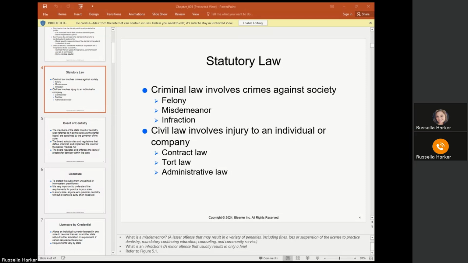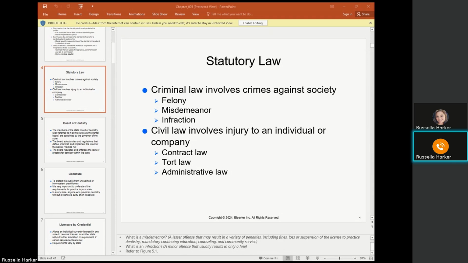Statutory laws can be categorized into two types, criminal law and civil law. Criminal law involves crimes against society, and civil law involves crimes against an individual with another individual initiating legal action, like a lawsuit. So there are different types of each of these laws. In criminal law, we have felony, which is a criminal offense of a major crime. It could be like insurance fraud or drug abuse in the dental setting, and the conviction can result in imprisonment for 1 year or longer.